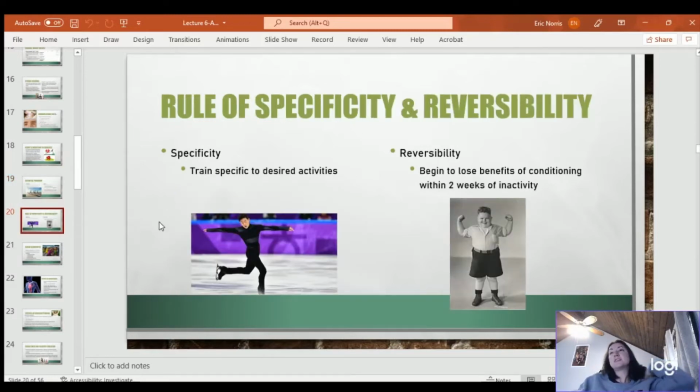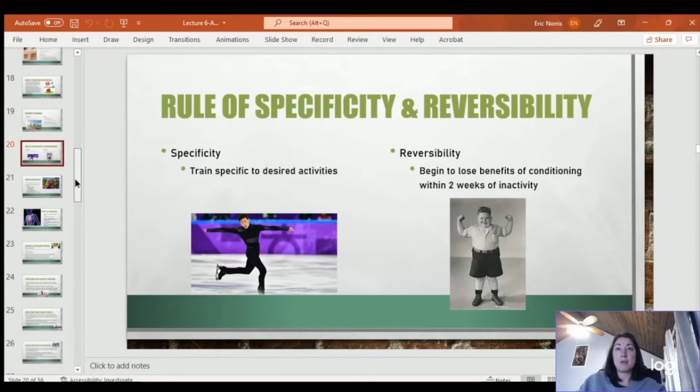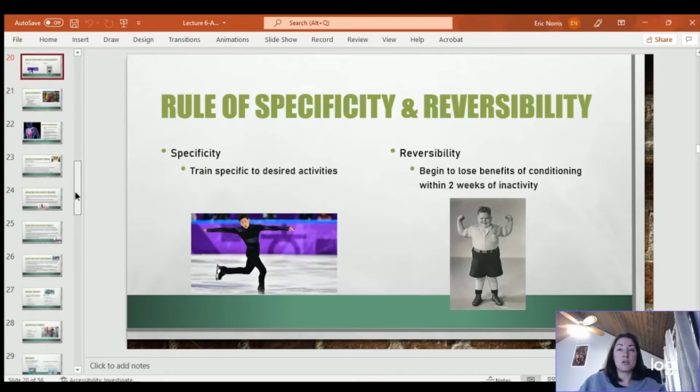Rule of specificity: train for your desired activities. If you want to get better at cycling, then you need to ride the bike. The rule of reversibility: if you stop doing what you were doing, you start to lose the benefits of conditioning within 2 weeks of inactivity. And I've seen studies that say as little as 1 week, but certainly within 2 weeks of stopping what you're used to doing, you can start to decline in your overall conditioning.